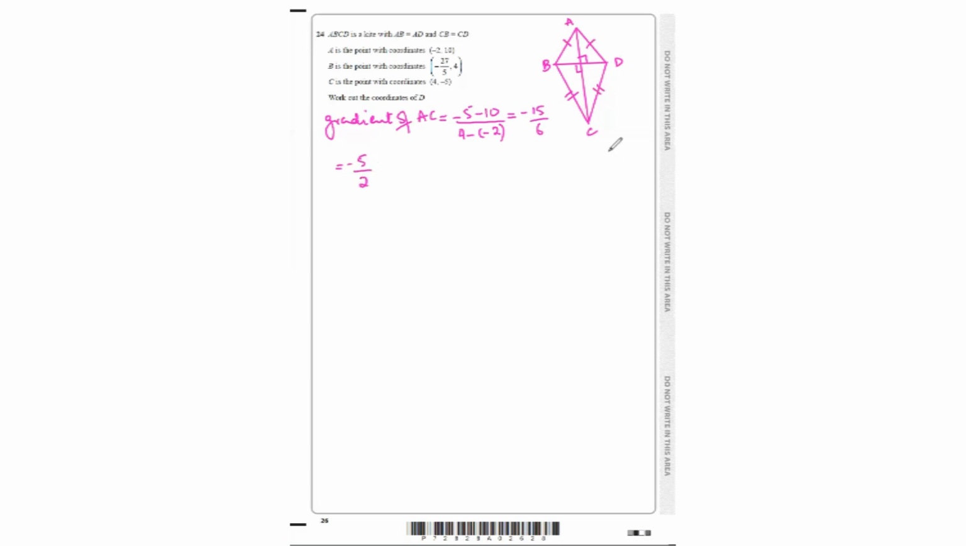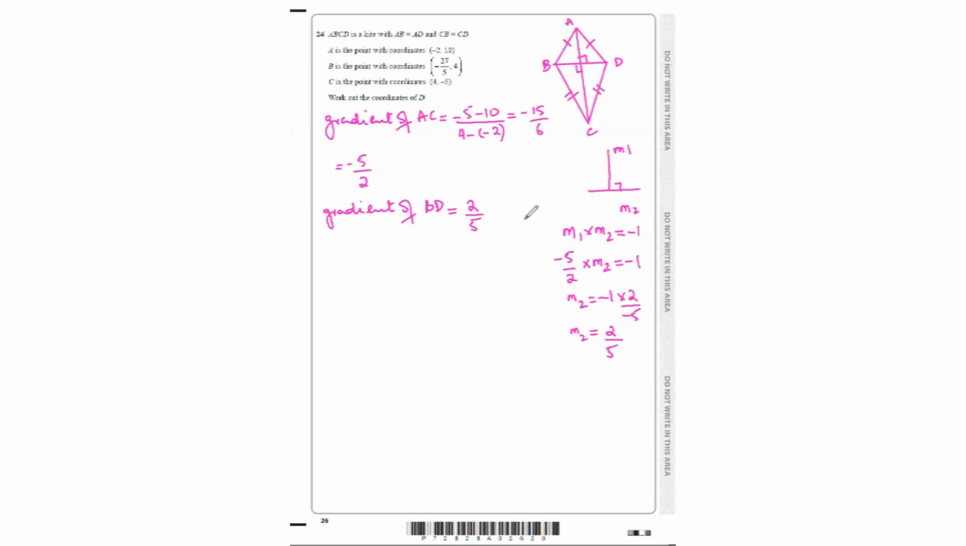If you remember, when two lines are perpendicular, the gradient of one line times the gradient of the other line is equal to negative 1. That is the condition for perpendicular lines. Based on that, the gradient of BD would be 2 over 5. Why? Because if we do negative 5 over 2 times m2 equals negative 1, m2 would be negative 1 times 2 over negative 5, which is equal to 2 over 5. So that's the gradient of BD.